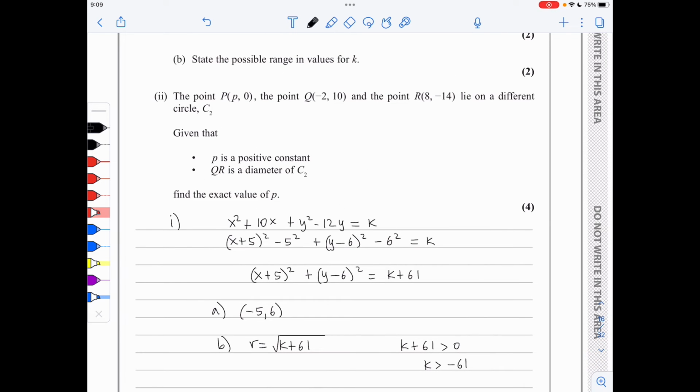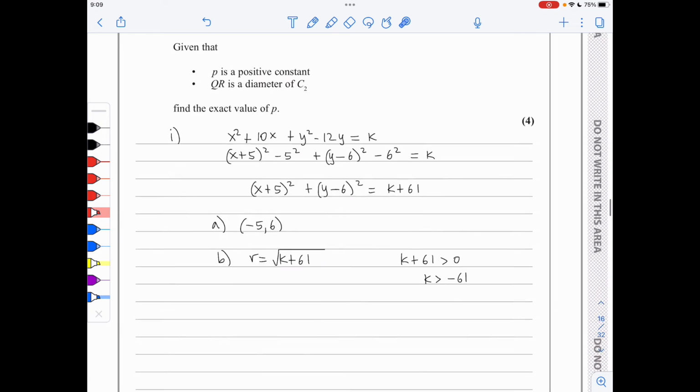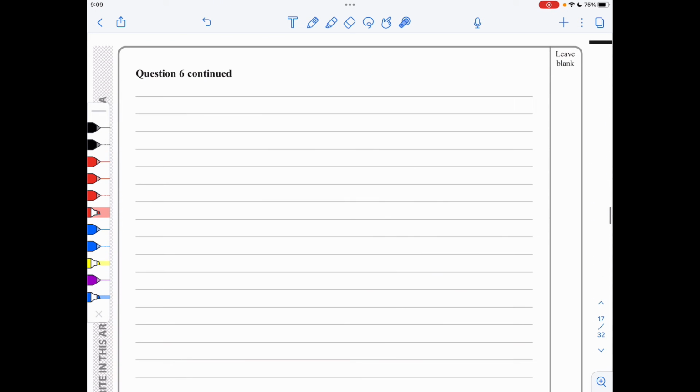In part II, this is an independent part now. We've got that the point P(0), the point Q(negative 2, 10), the point R(8, negative 14) are on a different circle. We are told that QR is the diameter of C2 and P is a positive constant, and we need to find the value of P. It actually makes sense to draw a diagram quickly here just to have a graphical appreciation of what's happening.